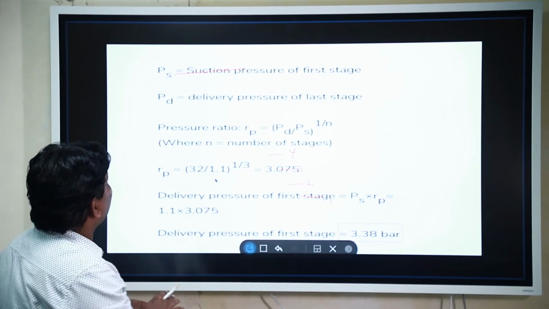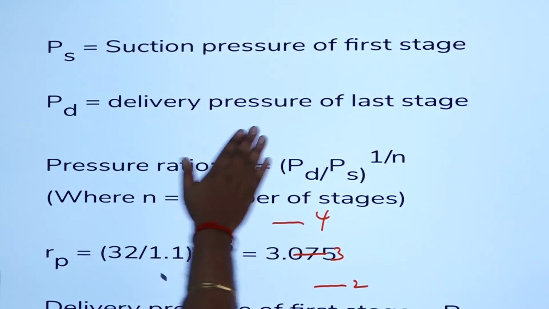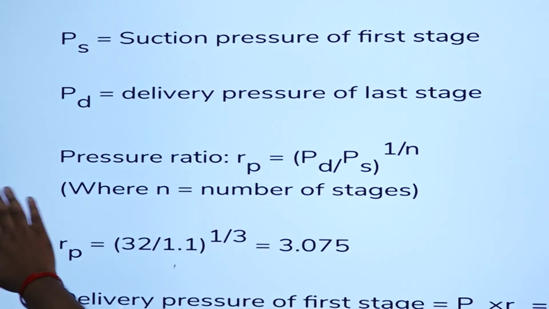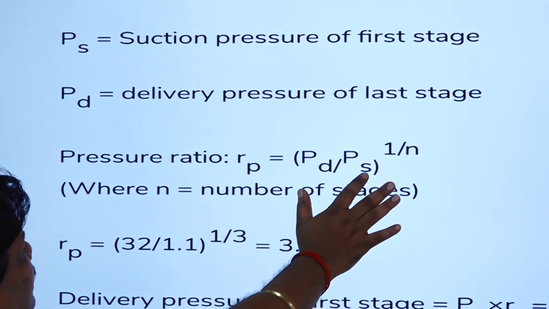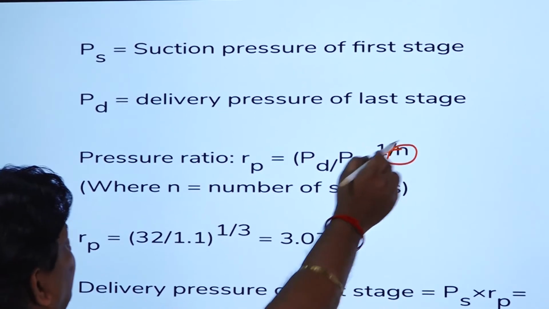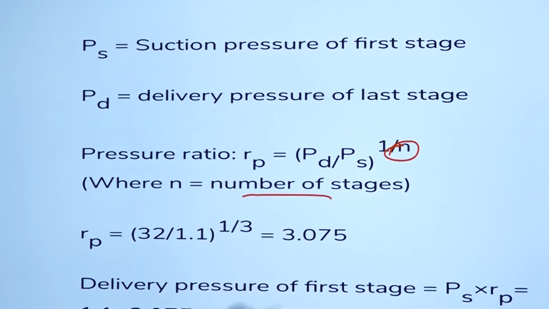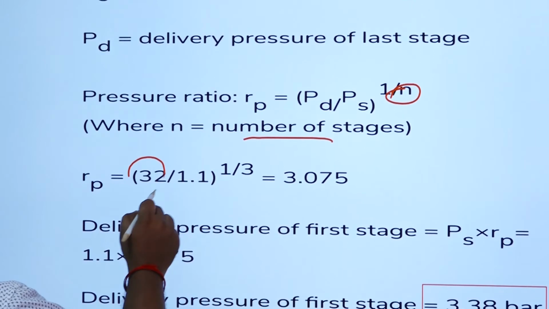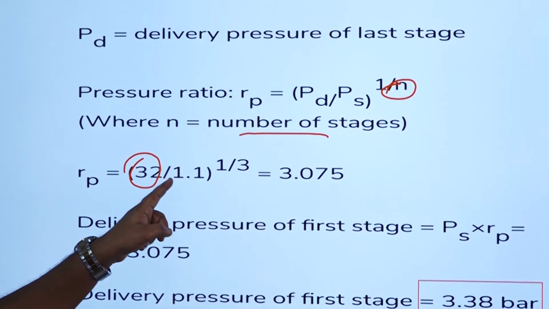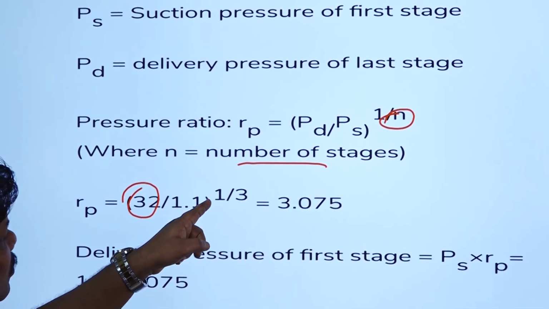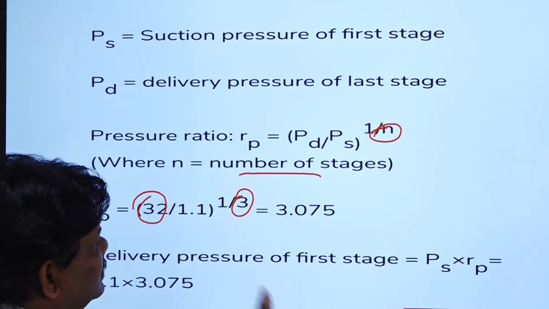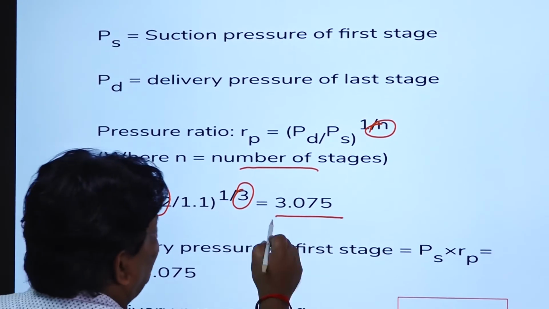So you have to find the suction. PS is given, PD is the delivery pressure at the last stage. So the pressure ratio is PD by PS whole power 1 by N. We know this, where N here is the number of stages. So RP here you can say that the pressure at the last stage is 32 bar divided by 1.1, whole power 1 by N. This N is the number of stages, which is 3. You will get the value of RP.